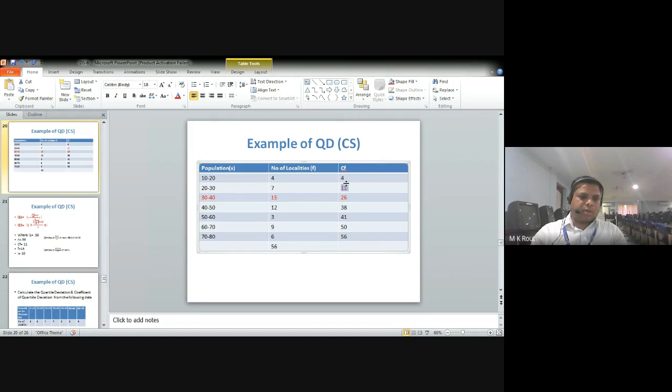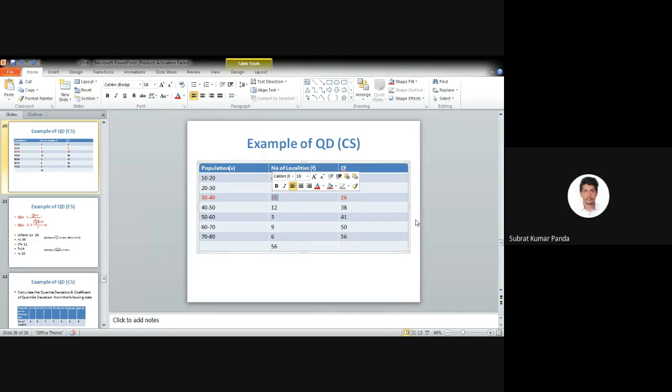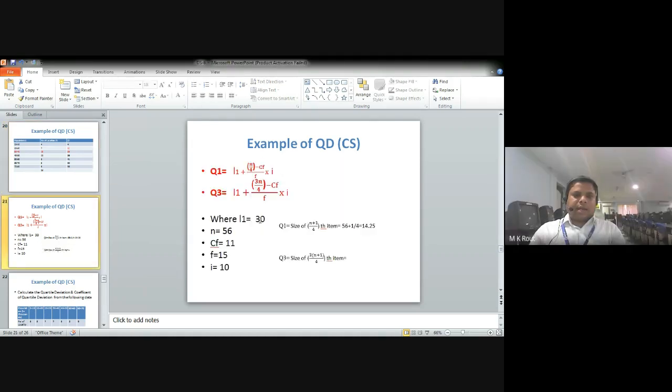Clear? I repeat. First, you calculate Q1 by using the n value, that is 56 plus 1 divided by 4. 57 divided by 4 equals 14.25. 14.25 lies in the chosen interval, 30 to 40. So here the corresponding table row should be chosen, and from that you take the lower limit, L1 equals 30. The corresponding frequency is 15. The preceding cumulative frequency, CF, is 11. The common factor is 10. So L1 is 30, CF is 11, frequency is 15 and common factor is 10.